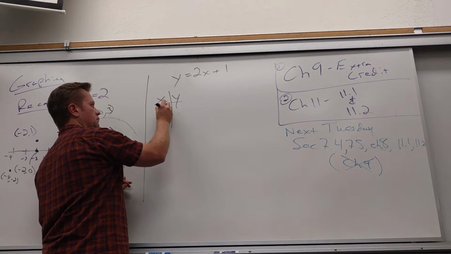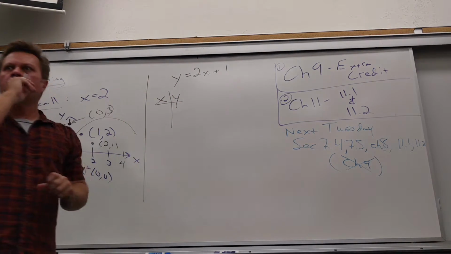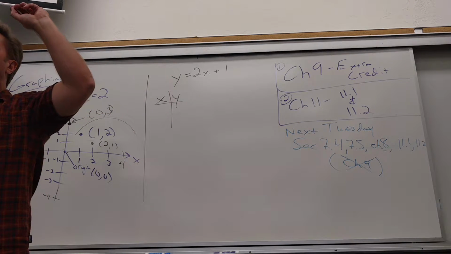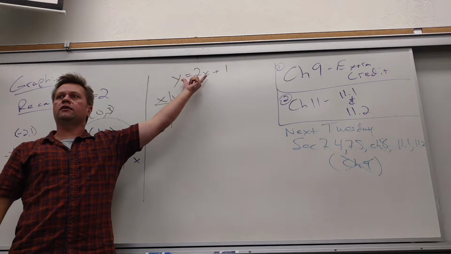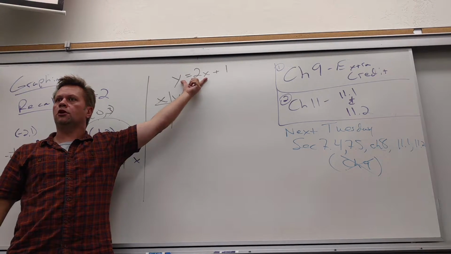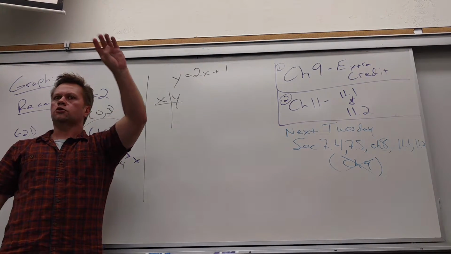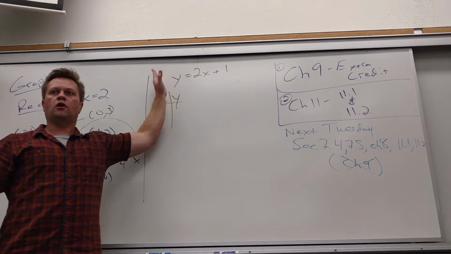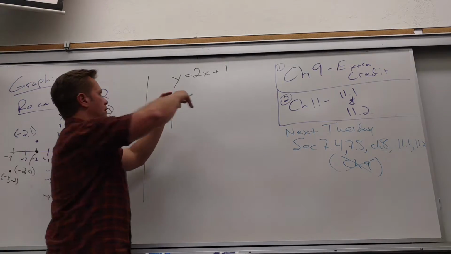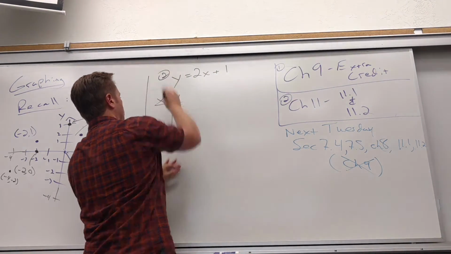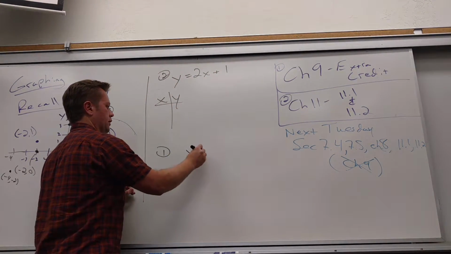If x is 3, 4, 5. No. An answer to this equation requires how many parts to it? 2. Because how many things are there in this equation that I don't know? 2. So x has to be something and y has to be something. That would be one answer. So I'll tell you what. Let's do this one first. This one's a little easier to think about.